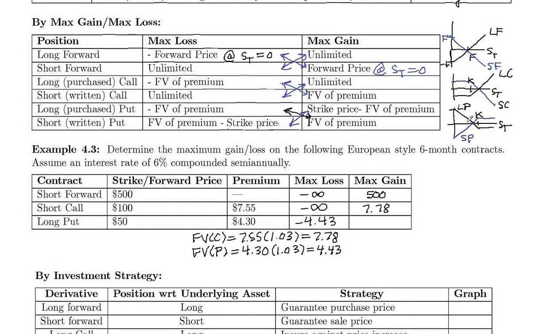And then our maximum gain is going to happen when the spot price is 0. We've got a long put, so we've got a right to sell for 50. If the spot price went down to 0, then we would receive the $50. But then we had to pay 4.43 for the contract. So this would be 50 minus 4.43, which is going to be 45.57.